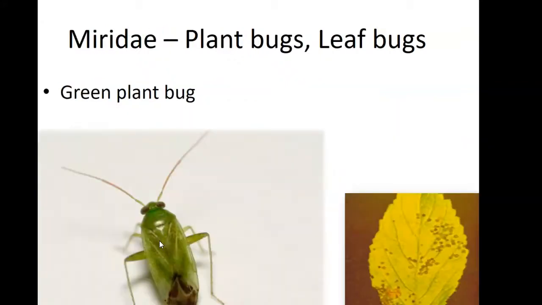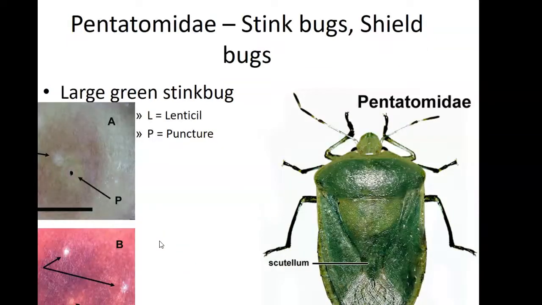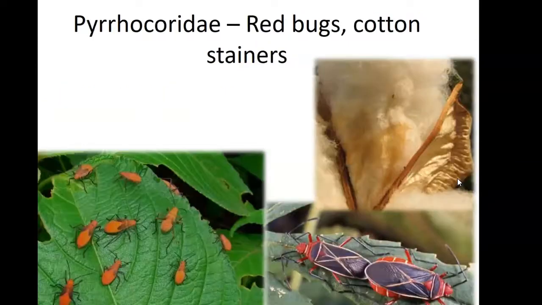And here you can see what the green plant bug looks like and the stippling on the leaves that it causes. Here's our large stink bug. That's a lenticel, so that's a pore on a fruit, and then the holes are actually clear where they have taken and stuck their stylet in. Okay. And here are your red bugs, cotton stainers, again not in the Pacific Northwest. You can see the stain that the feeding causes when the fruit is being developed.